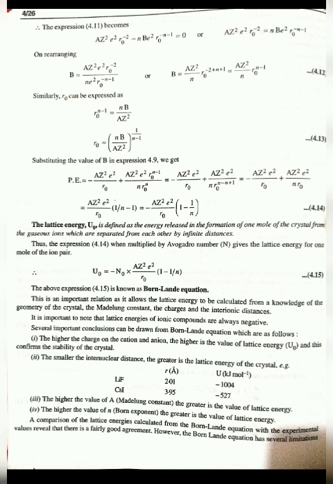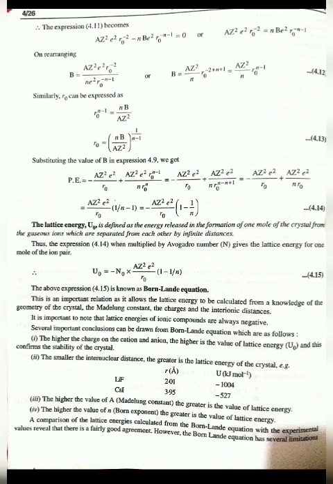The lattice energy U0 is defined as the energy released in the formation of 1 mole of the crystal from the gaseous ions which are separated from each other by infinite distances. Thus, the expression 4.14 when multiplied by Avogadro number N gives the lattice energy for 1 mole of the ion pair.